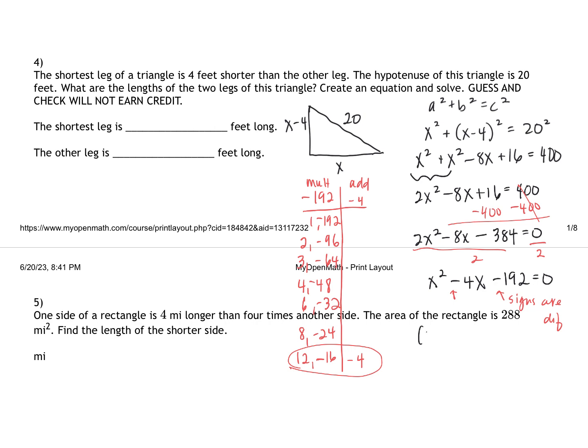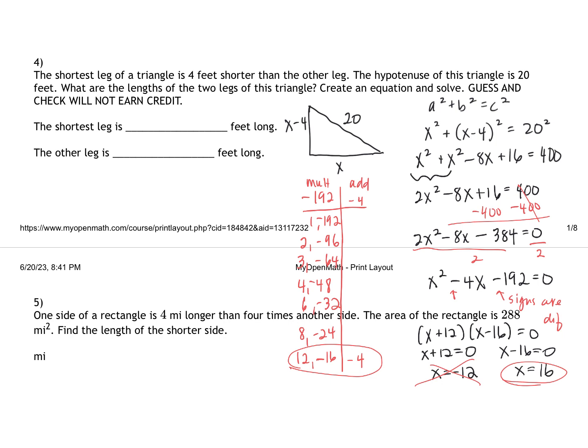So I'm going to factor this into x plus 12, x minus 16, and then I can solve for each of those factors. So x plus 12 equals 0 is going to give me x is negative 12, and x minus 16 equals 0 is going to be x equals 16. Since this is talking about the length of something, you can't have a negative length, so this one is not a valid answer, so it needs to be 16.